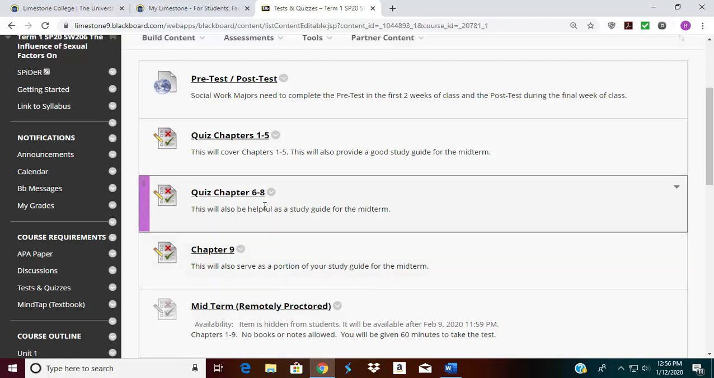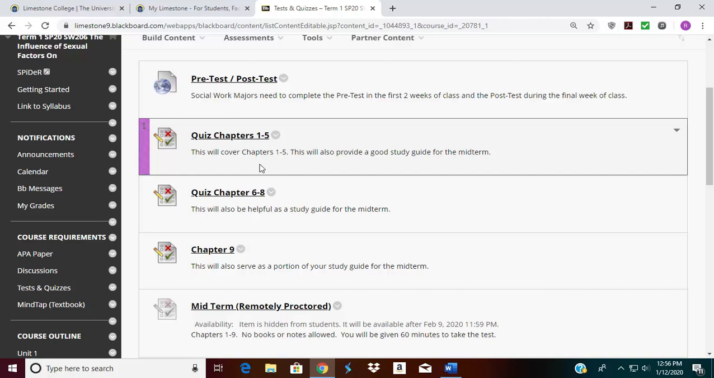Your midterm exam is going to be chapters 1 through 9, and you're going to have your quizzes for chapters 1 through 9. If you print out each one of them, you will already have a written copy of the quizzes. You just have to answer it, and that'll be a study guide for you when you get to your midterm exam.